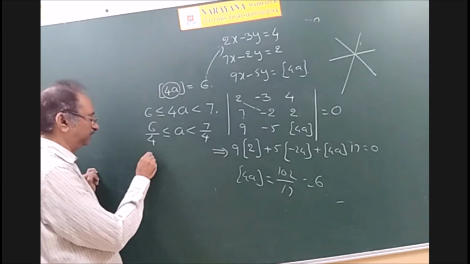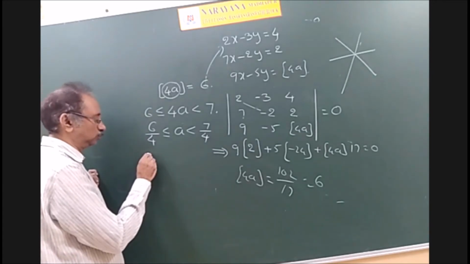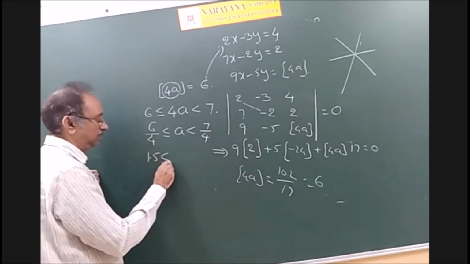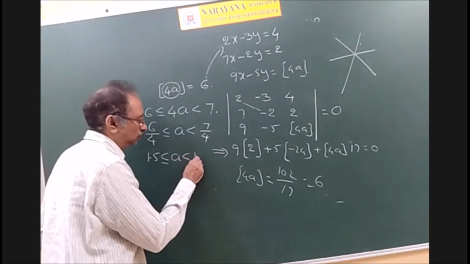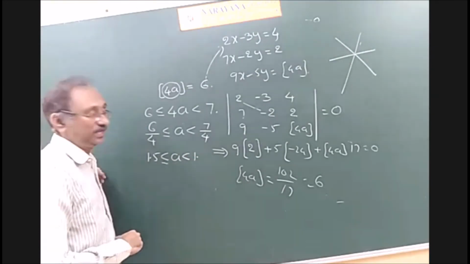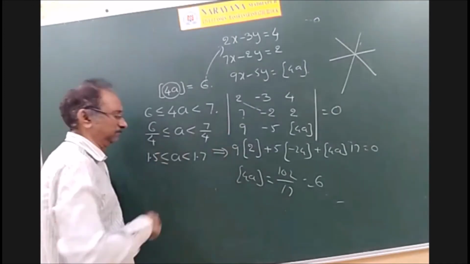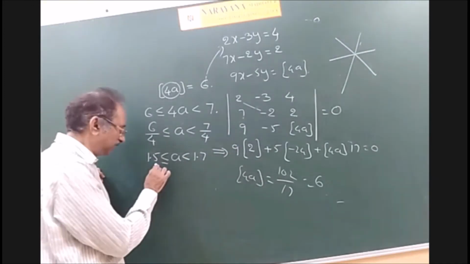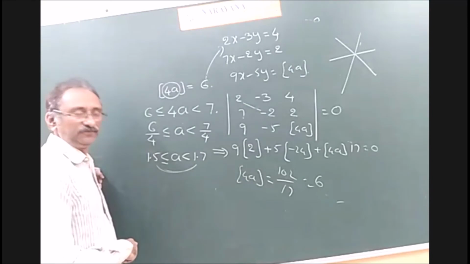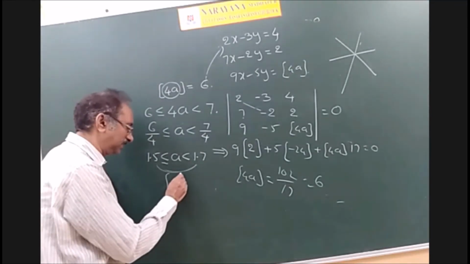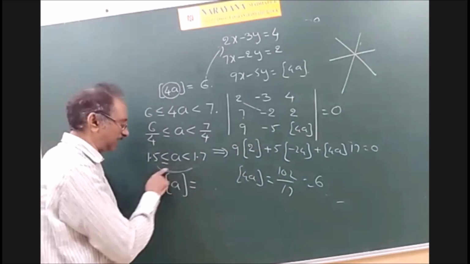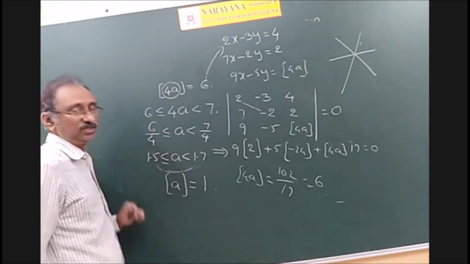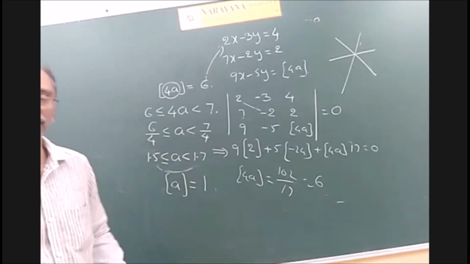So what is 6 by 4? That is 3 by 2, that is 1.5, less than or equal to a. And what is this 7 by 4? So 1.75, that is, 1 and something. Therefore, a should lie in between this. If a should lie in between this, finally the question is what is integral part of a? So for all these values, integral part of a is 1 only. That is the answer.